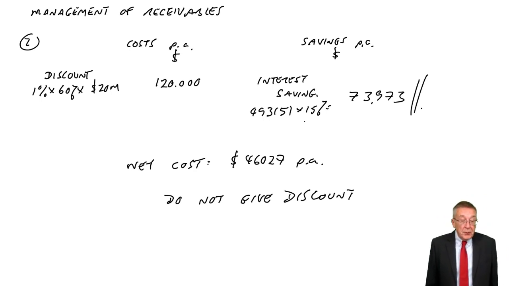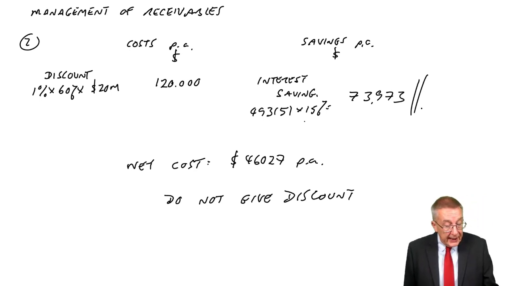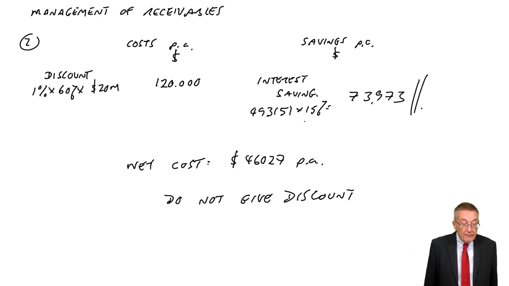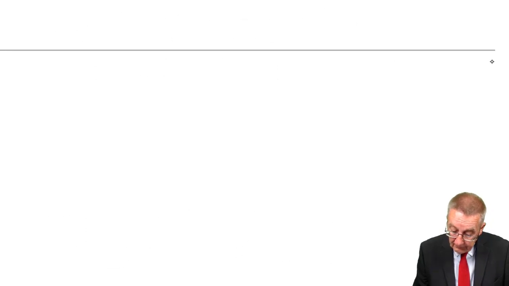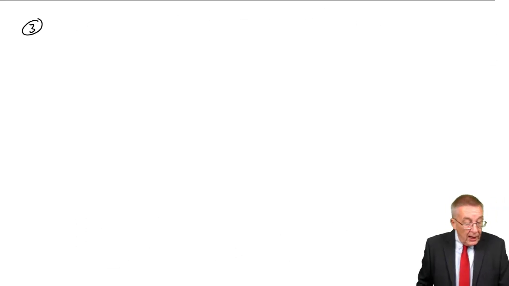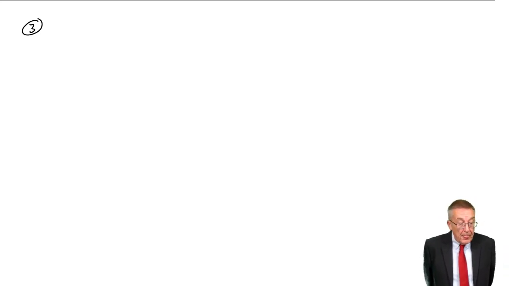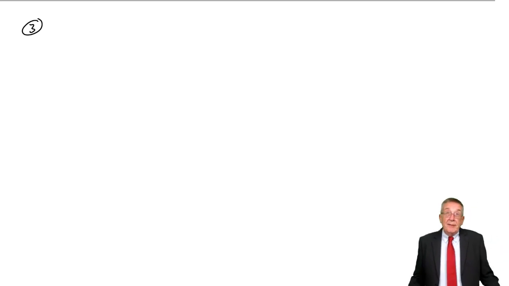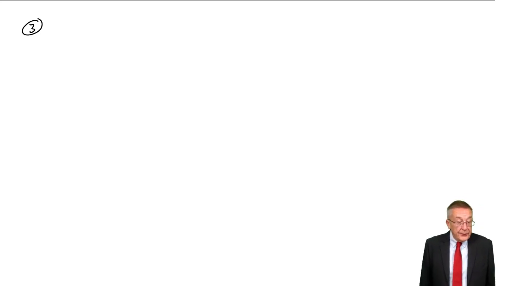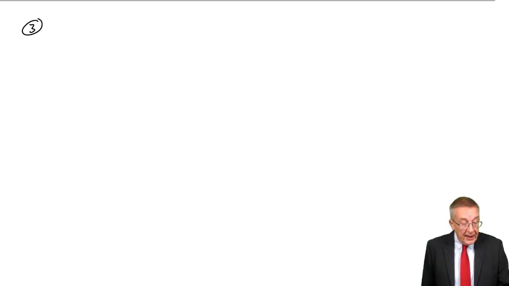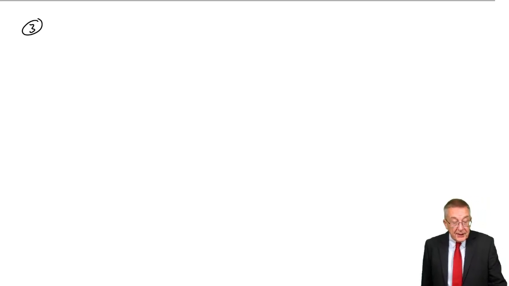There's a second example there, example three. Exactly the same idea, except this time we're thinking of employing a factor. Have a look at example three with me. Our sales are 10 million a year and customers currently pay as follows. This time it's in months. If it's in days, work in days. If it's in months, work in months. But 20% pay in a month, 30% in 2 months, 50% in 3 months. This time, as I said, instead of thinking about giving a discount, we're considering whether or not to factor our debts.